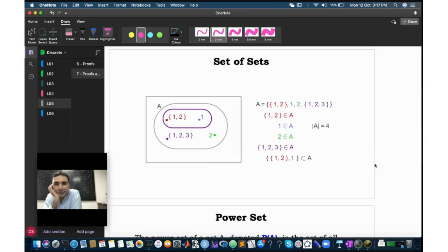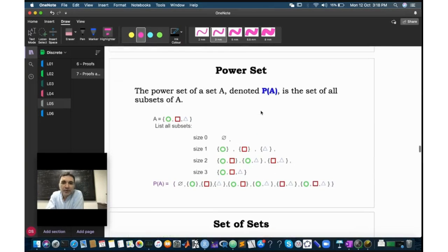Set of sets. In your set, the elements can also be sets. For example, we saw a set which contained the empty set. So you can have a set of sets as well. For example, A is a set which contains {1, 2} as a set, it contains 1 as an element, it contains 2 as an element, and it contains {1, 2, 3} as a set. So it's possible that a set contains diverse types of elements: one is numbers and another is a set of numbers. Normally a set of sets we call a family. Instead of saying that A is a set of sets, we say that A is a family of sets. Similarly, the term subfamily is also used.